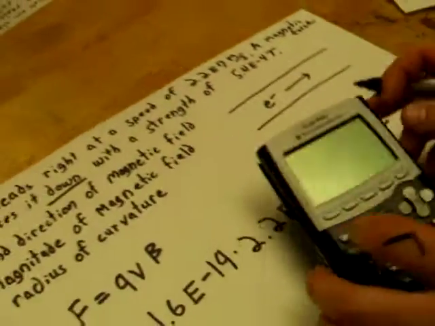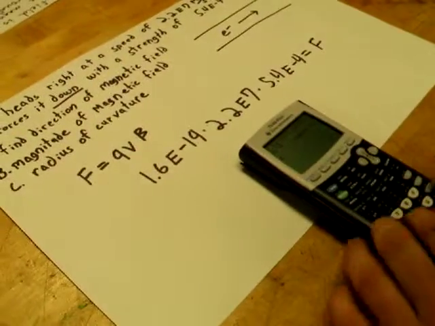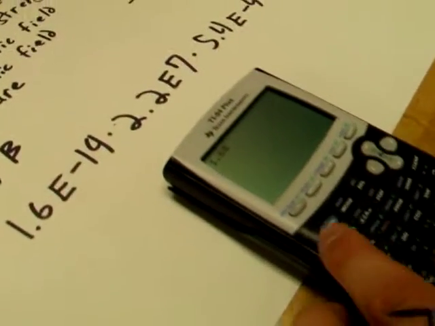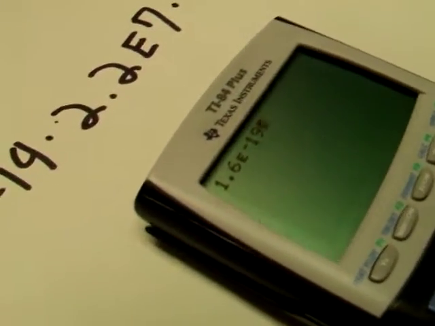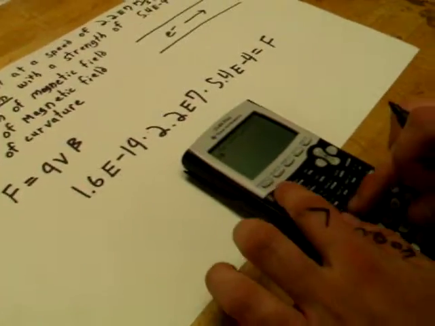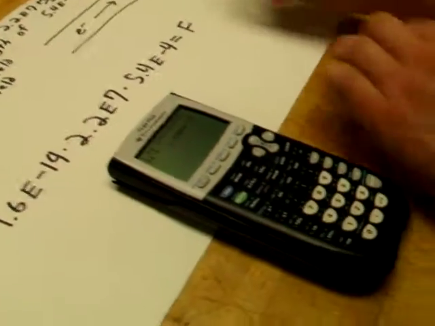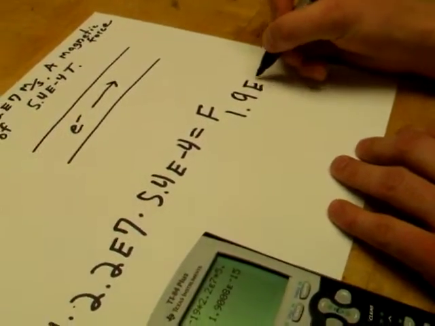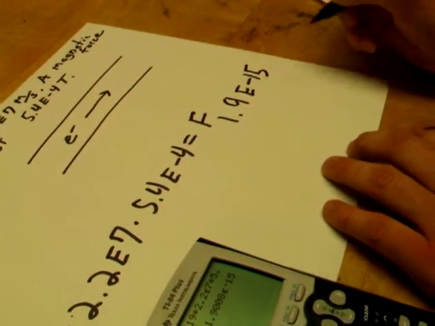So I'm going to type that out: 1.6e-19 times 2.2e7 times 5.4e-4. Bam! Force is 1.9e-15.